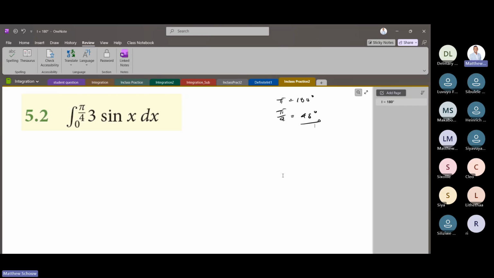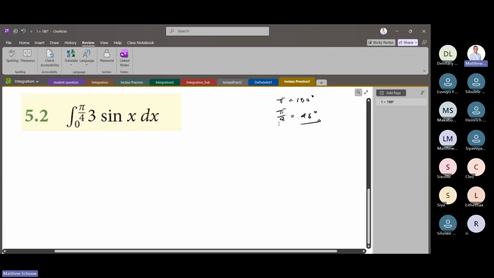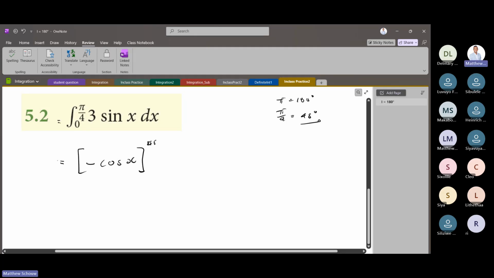You guys winning? Let me try to do this myself. It's a sine. The integral of sine is what again? Who can remind me? It's cos. The integral of sine is negative cos. So this will be negative cos x, right? And that's equal to 45 degrees on top and 0 degrees.